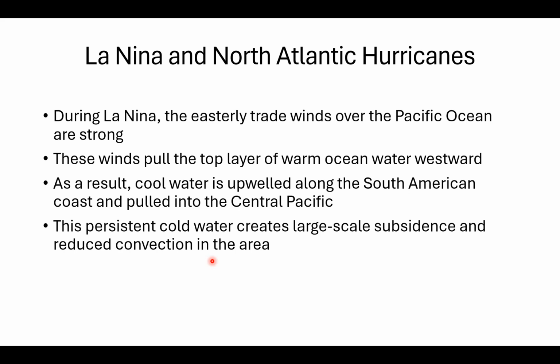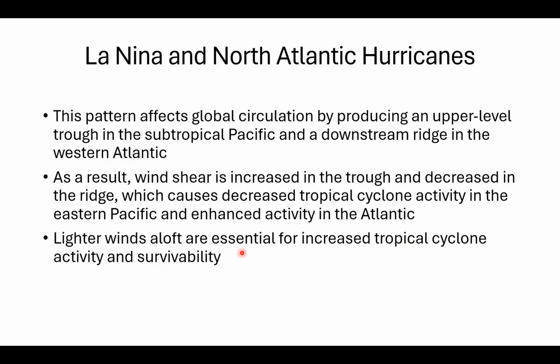This persistent cold water then creates large-scale subsidence, or sinking air motion, and reduced convection in the eastern and central Pacific. That pattern then affects global circulation by producing an upper level trough in the subtropical Pacific, but then it has a downstream ridge in the western Atlantic. Now that's key. Ridges are associated with much lighter winds aloft.